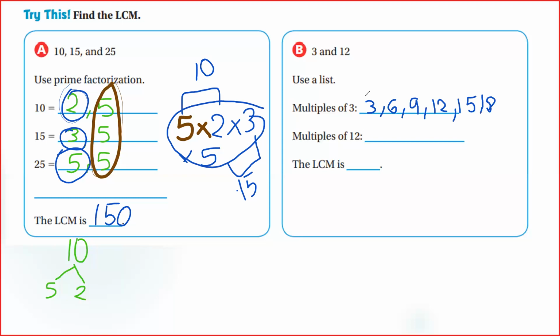3 times 6, 18. Now, for multiples of 12 here. What do we have as the multiples of 12? 12 times 1, 12. 12 times 2, 24. 12 times 3, 36. 12 times 4, 48, and so on. Now, what is the common here? 12. So here, the least common multiple for 3 and 12 is 12.